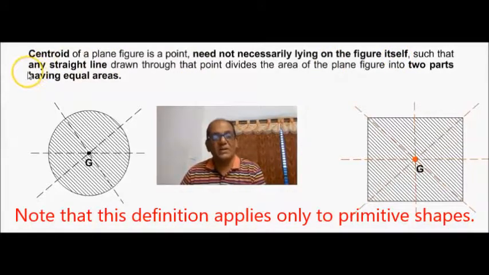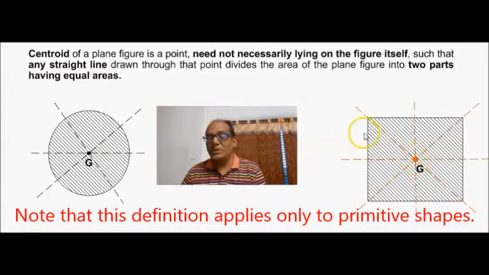And the property that the point has is that any straight line drawn through that point divides the area into two parts, and these two parts have equal areas. Look at this circular lamina. It is hatched here to show that it is a circular sheet rather than a circular wire. For example, this line divides the circle into two halves, top and bottom, and so does every other line. So we say G is the centroid, which is the geometric center of this circle.